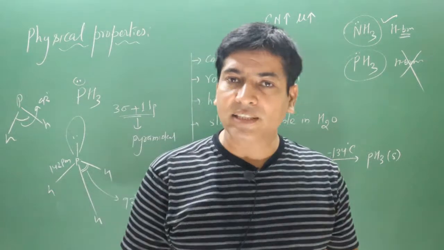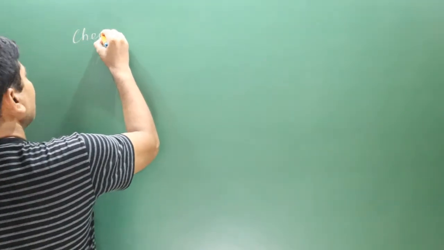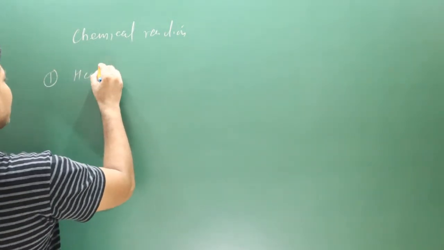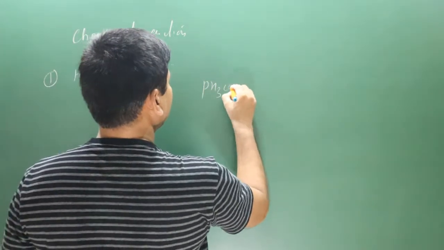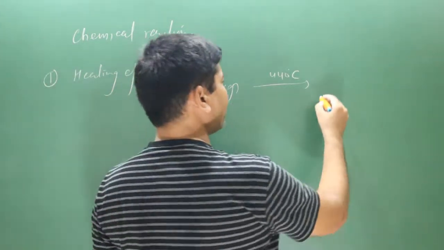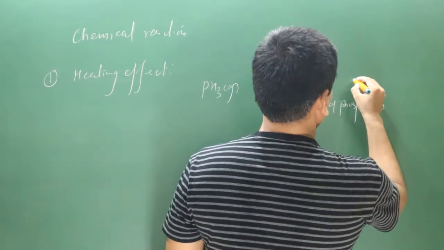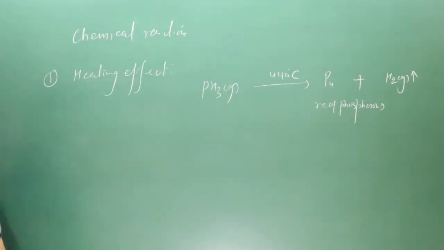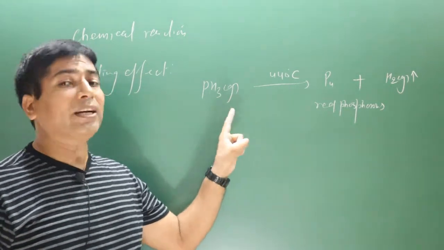Now let's discuss its chemical reactions. First chemical reaction is heating effect. When phosphine gas is heated at 440 degrees Celsius, it produces red phosphorus and hydrogen gas. Keep in mind the heating of phosphine gas is done in the absence of air, because if air is present it will get oxidized.